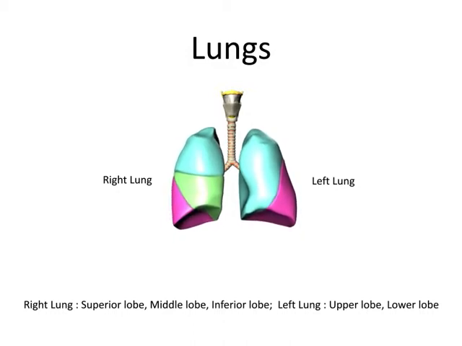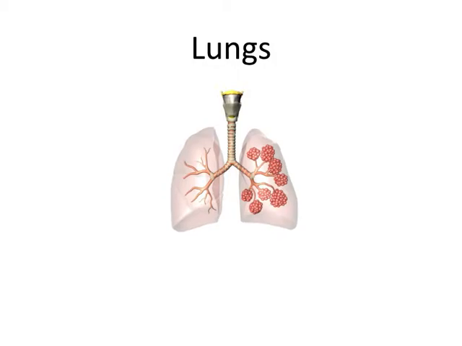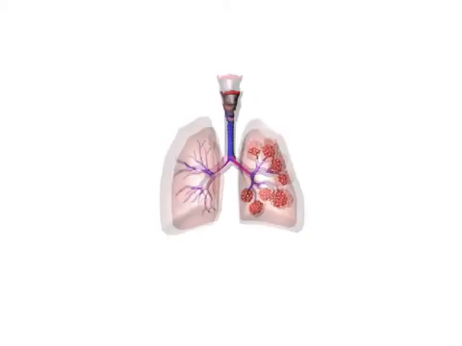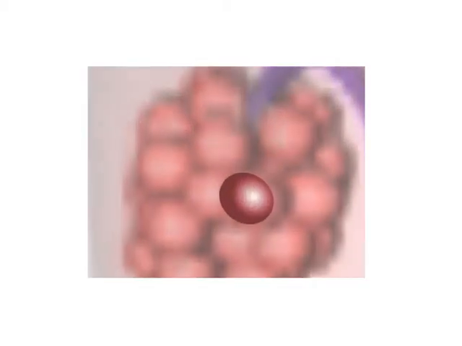Normally, as we breathe in, air moves freely through a large pipe called trachea, which is also called a windpipe, then through large tubes called bronchi, through smaller tubes called bronchioles, and finally into tiny round air sacs called alveoli. So let's have a closer look at these tiny sacs called alveoli.